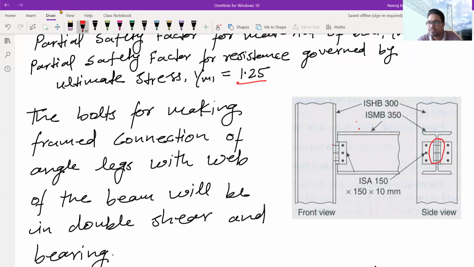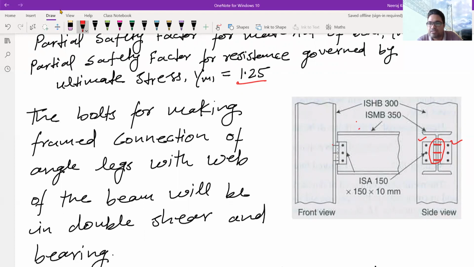We are supposed to design this joint only, and in this joint, one bolt is this one, one bolt is this one, and one bolt is this one. You can see there are 3 plates. One is the web, one is the leg of this angle, and one leg is from the other angle. So basically there are 3 plates: one is the web, one is from the right side angle, and one is from the left hand side angle. So these 3 plates make 2 shear planes.